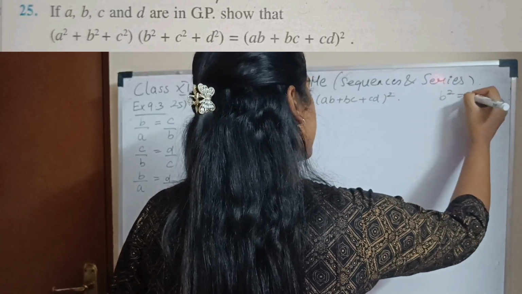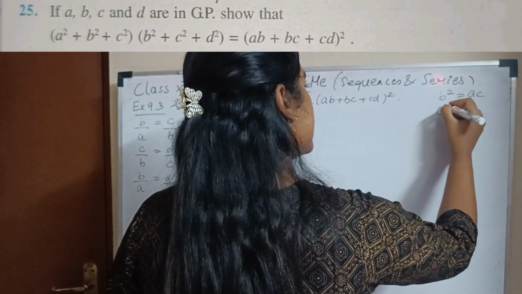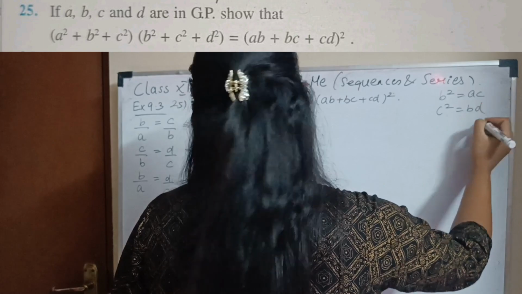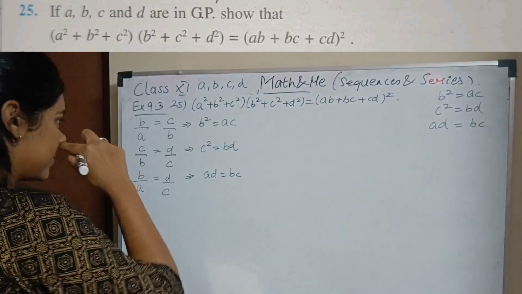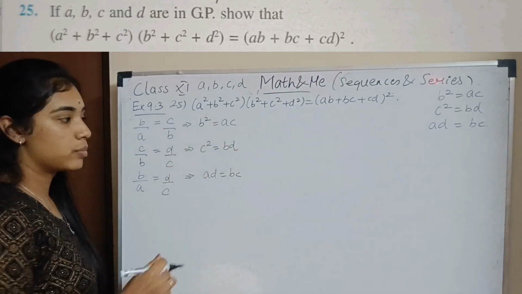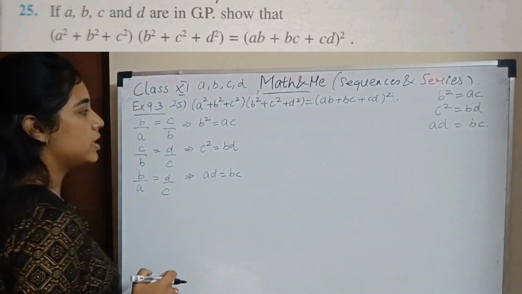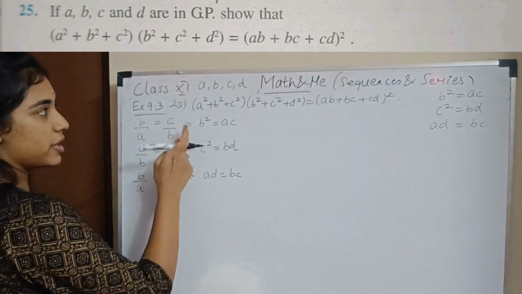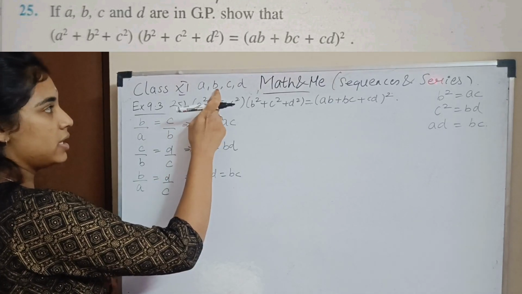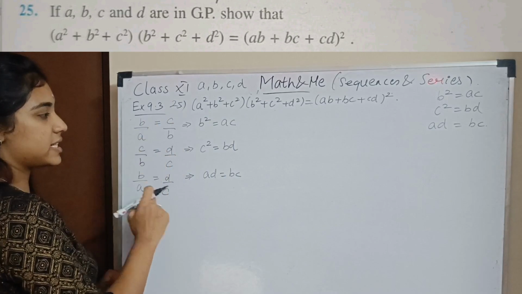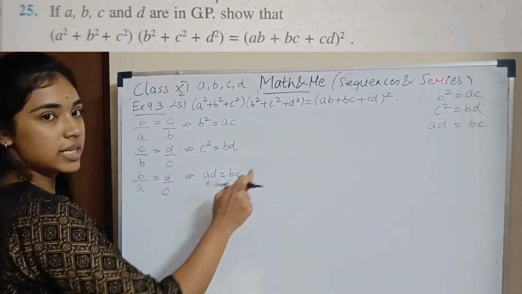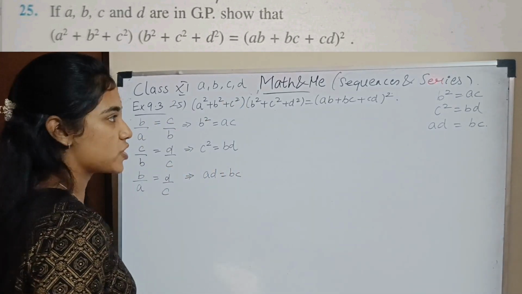B square equals AC. C square equals BD. AD equals BC. I'll erase this part because I need the board. I've written it down here. Okay? So how did this basically come? Common ratio. B by A equals C by B, C by B equals D by C, B by A equals D by C. These are the three relations, and you've got three different equations. So let me erase them.